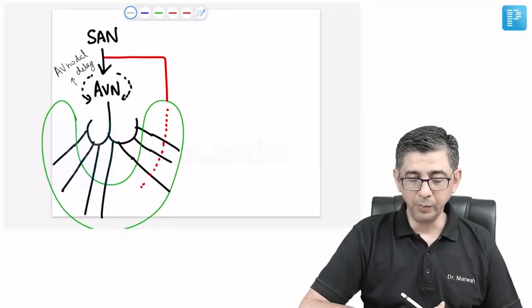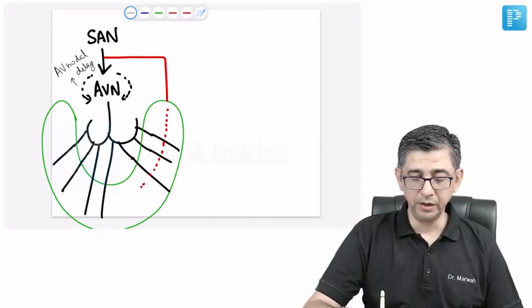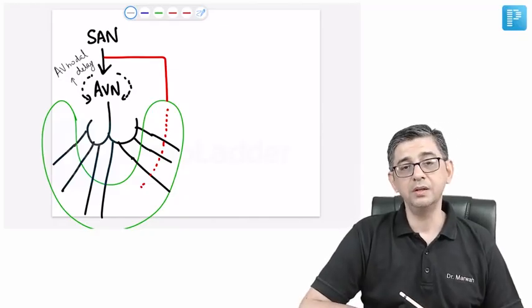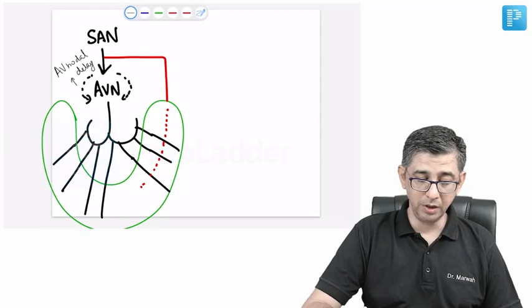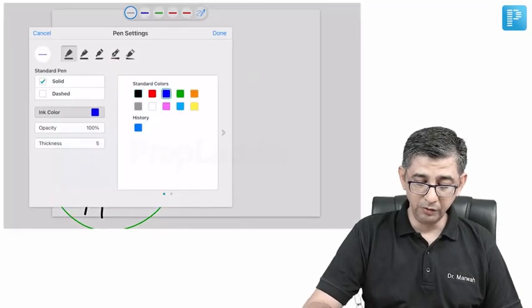On the other hand, the red pathway that I've shown, the red circuit that I've shown, which is bypassing the entire circuit, it is directly causing the impulses to travel from the SA node.